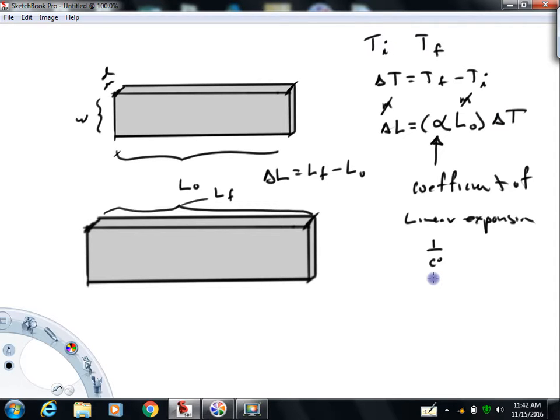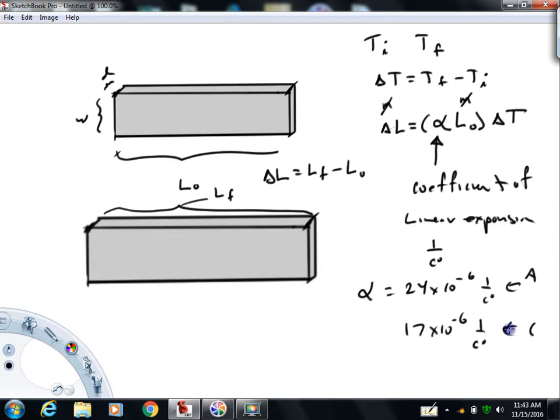Now, some coefficients of expansion. I'm going to write a couple of them down and chat about them. The coefficient of linear expansion for aluminum is 24 times 10 to the minus 6 per degree centigrade. And the coefficient of linear expansion for copper is 17 times 10 to the minus 6, 1 over degrees centigrade. Again, this one is for aluminum, this one's for copper.